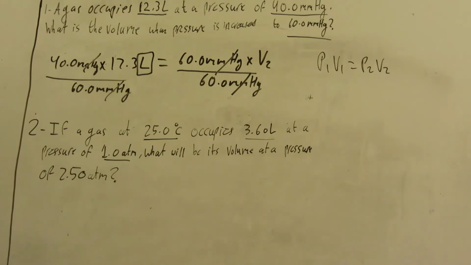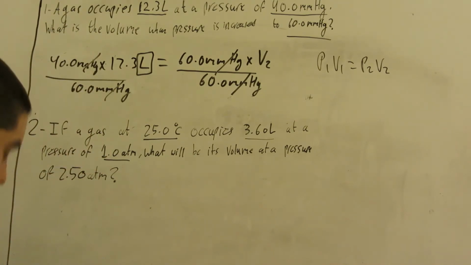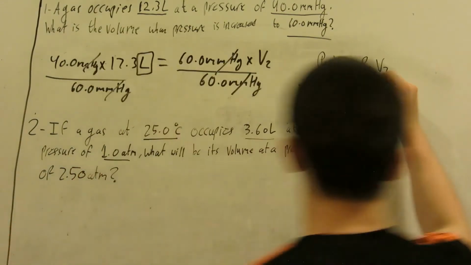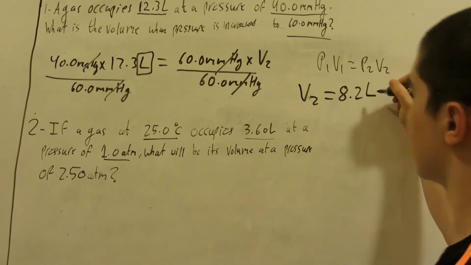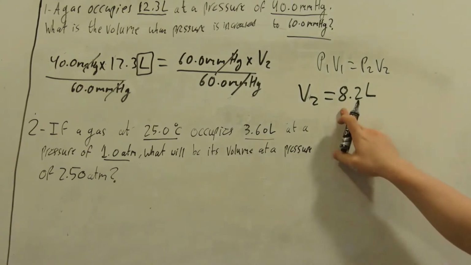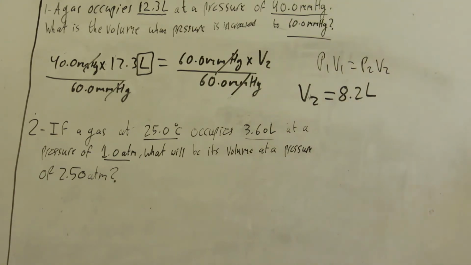Alright, let's do the math right now. You can grab a calculator so as not to waste time, or you can do that mentally. So we write 40.0 multiplied by 12.3. Divide that by 60.0, that will equal 8.2. Alright, so we write V2 equals 8.2 liters. That's going to be the new volume, the final volume that we have right now.